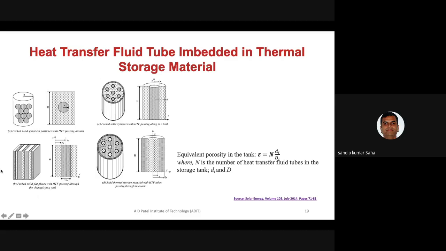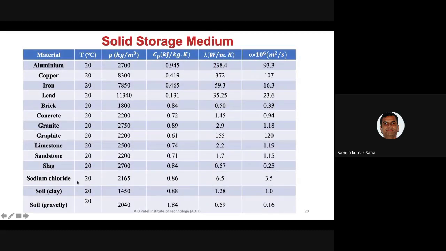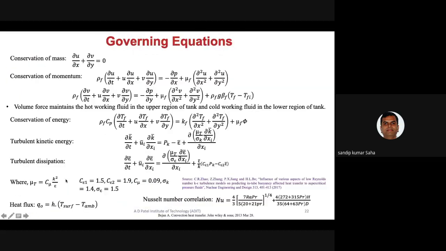Similarly, if you see figure B, which is packed solid flat, again if you take a simple symmetric cross section, one section which you can replicate, and if you use symmetric boundary conditions at the side walls, then you can represent the whole system analysis. Now, what are the different types of storage material? Some properties I have given, because depending on the situation and the application, you have to choose that material.